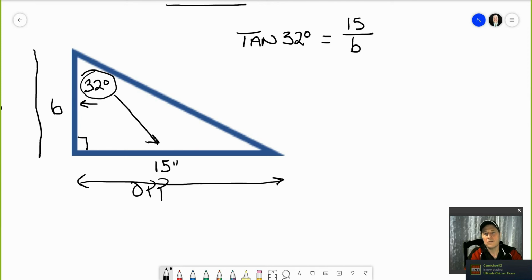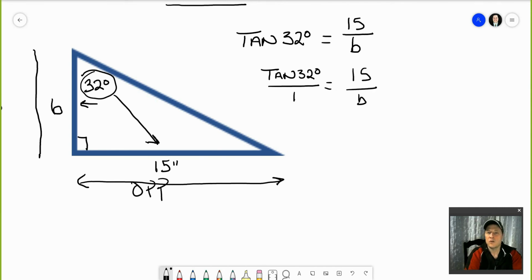So how do we rewrite this formula? Same exact way. Tan 32 over 1 equals 15 over B. Remember, this is only one tan of 32, so you can write it over a 1. And then we cross multiply. 1 times 15 is 15. 15 equals tan 32 times B.